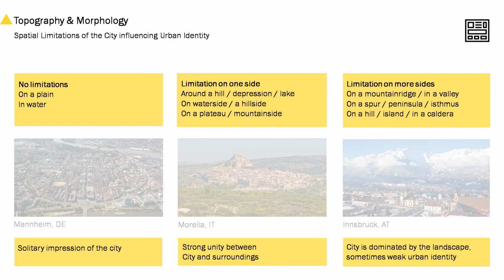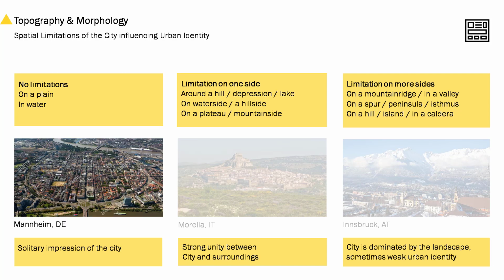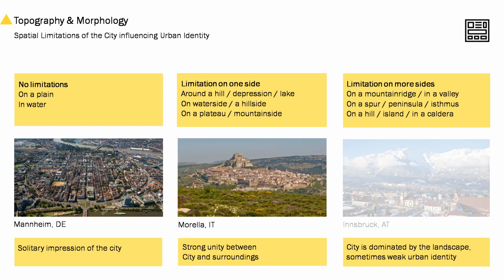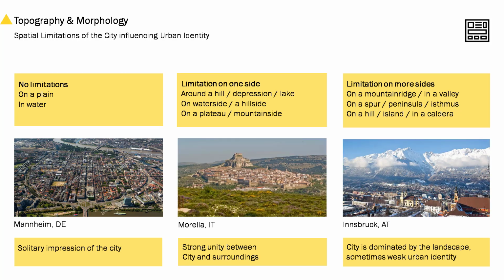Here are three examples of cities with either no spatial limitation, located on a vast plain or in water, a limitation on one side, in this case a hill, or several limitations. Here it's high mountains around the city. This has a big effect on the urban identity.